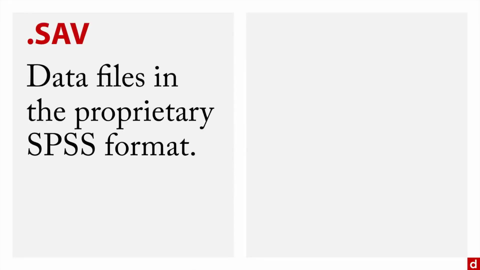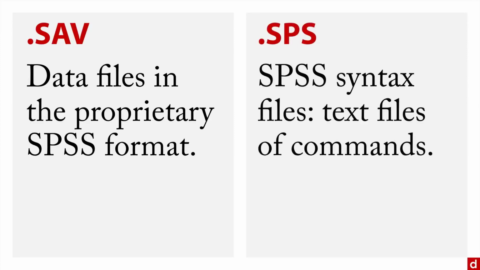But when you do, you'll see a bunch of files there. Now there's a few kinds in particular that are important. There are the .sav files. These are data files in the proprietary SPSS format. They can only be opened up in SPSS, usually. And there are also .sps files, and these are SPSS syntax files. They're text files with the commands that can run a number of analyses and graphs and other functions in SPSS.